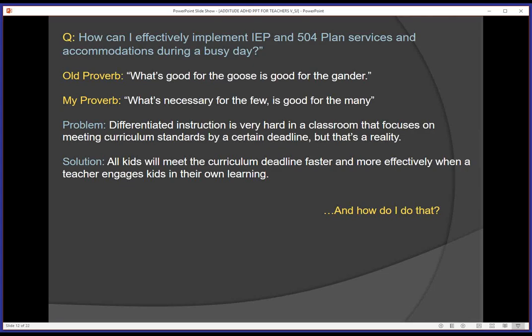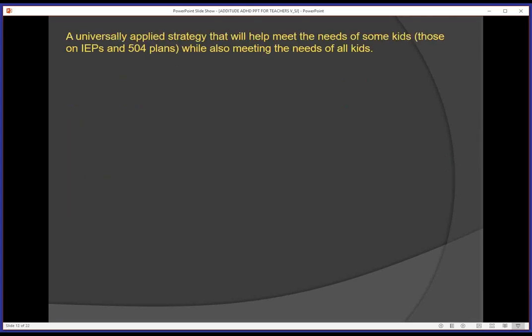So I talked to you about having practical strategies, and I know you're asking, okay, great for you to say this, Dr. Schultz, but how do I do that? How do I get to that? A universally applied and helpful strategy that can meet the needs of some kids while meeting the needs of all kids can be modeled in this kind of dialogue.